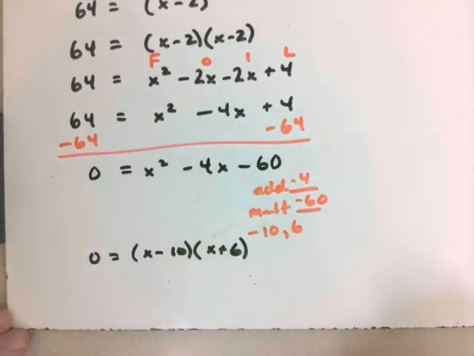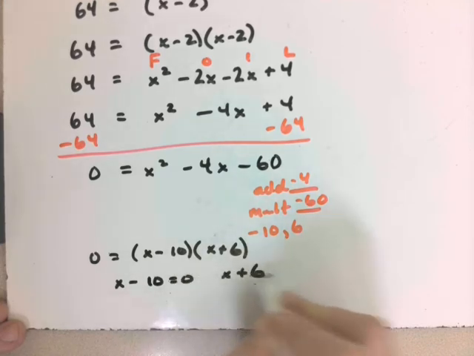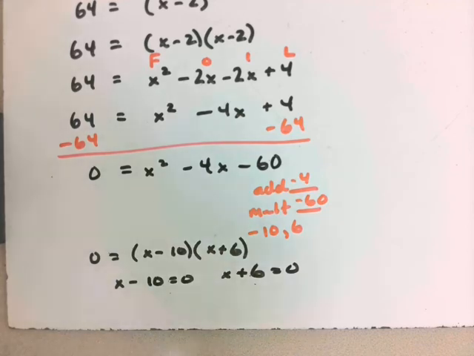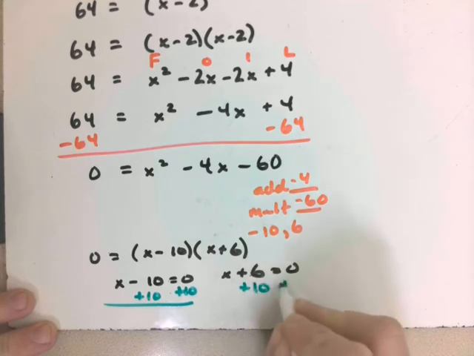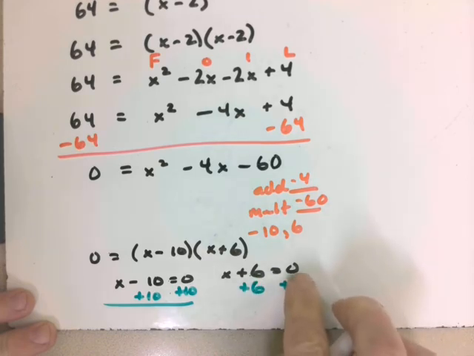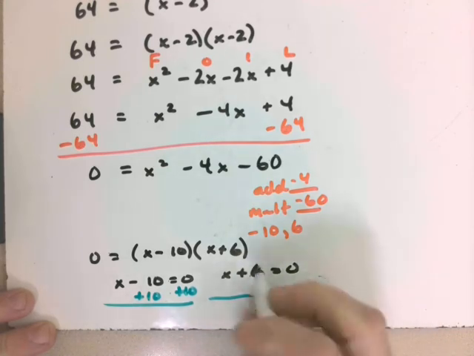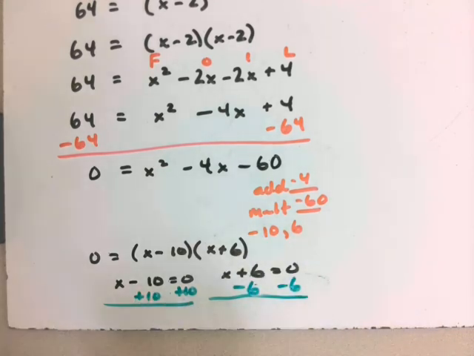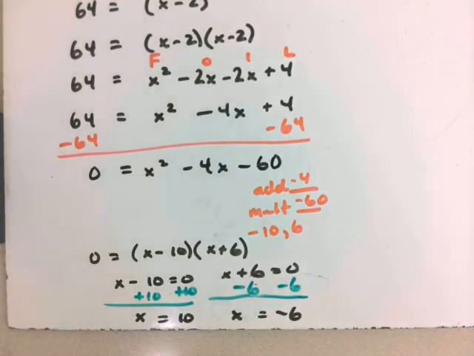And now I can take and set x minus 10 and x plus 6 each equal to 0, and go through and solve. Oops. Ugh, 2 mistakes, but I've caught both of them, which is good. So with this one, we're adding 10 on both sides. This one, I should have been subtracting 6. So we end up with x is equal to 10, x is equal to a negative 6 as our 2 answers.